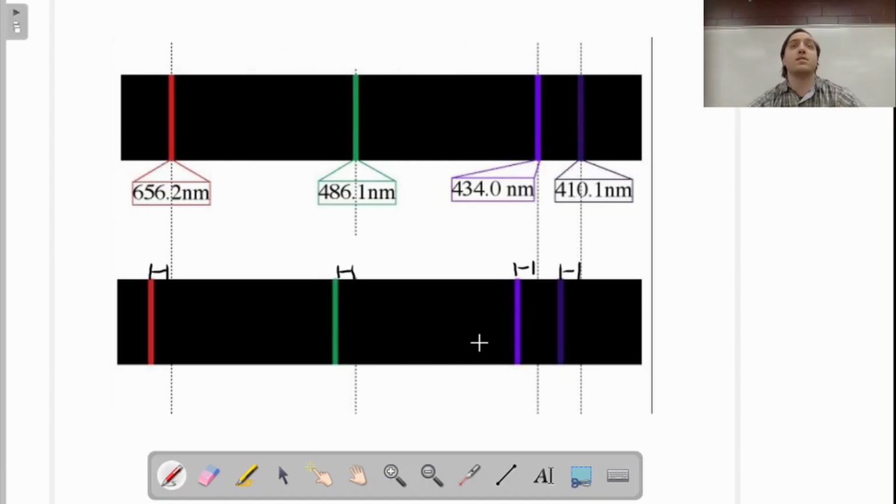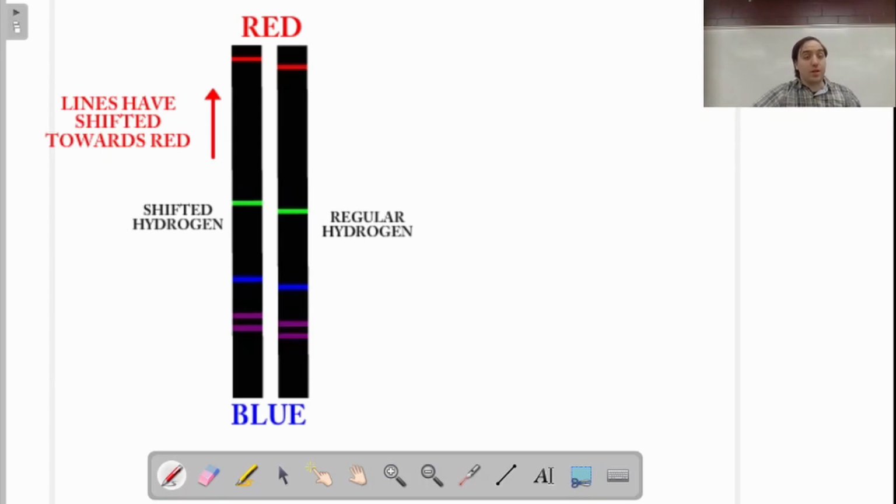The Doppler effect says a moving object producing a wave, such as light, will change the frequency. Well, if the frequency is changing, so must the wavelength. In each of these cases, the frequency went down, so the wavelength had to go up. We refer to this as a redshift. When lines shift towards the redder end of the spectrum, their wavelength is increasing.